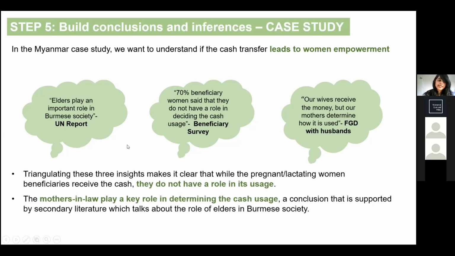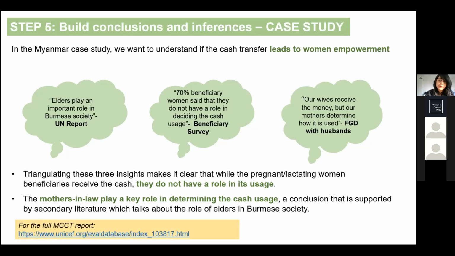So absolutely, triangulating these three insights makes it very clear that while the pregnant or lactating women are the beneficiaries who receive the cash, they do not have a role in the usage. The mothers-in-law play a key role in determining the cash usage, a conclusion that is supported by secondary literature, which is the UN report, which talks about the role of elders in Burmese society. Yeah? All right. Fabulous job done on triangulation. And that's the fifth and last step in terms of building conclusions and inferences.